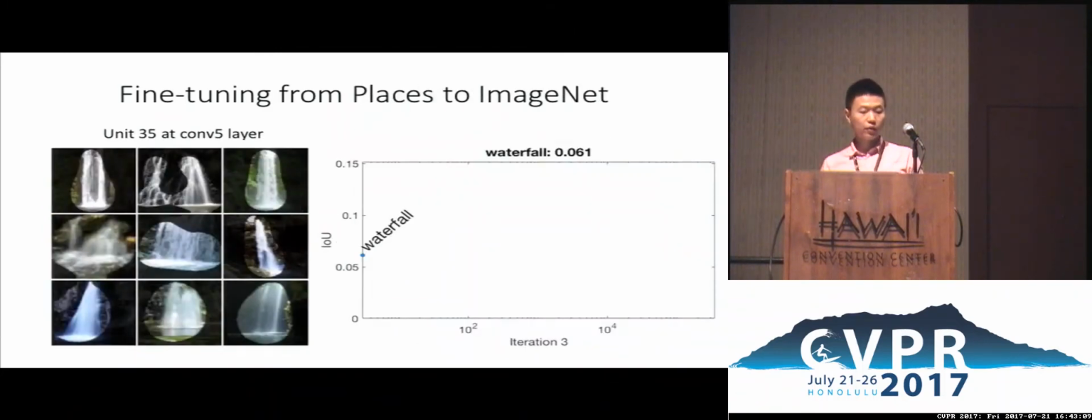Here we have another unit. At the beginning, this is a waterfall detector. It is detecting the waterfall pretty well. Then we fine-tune the pre-trained model to ImageNet and see how it changes.